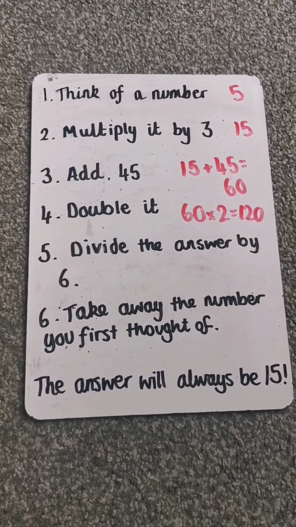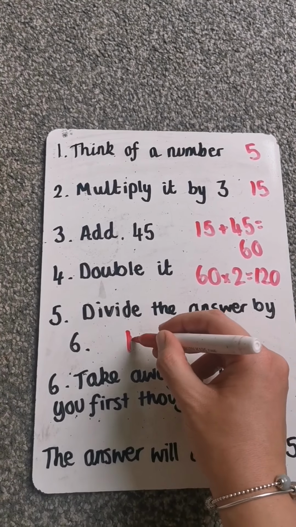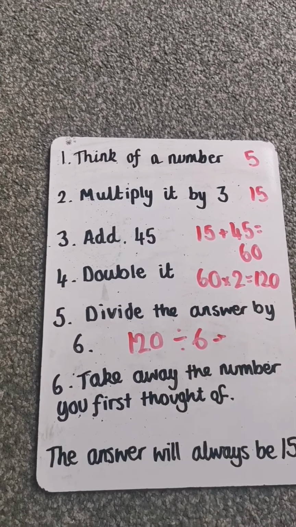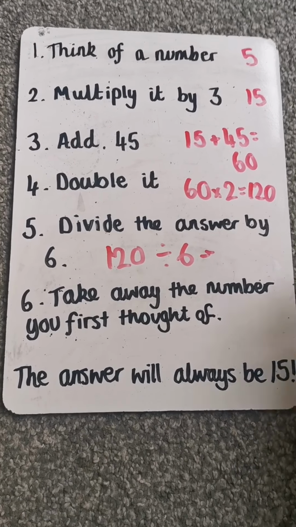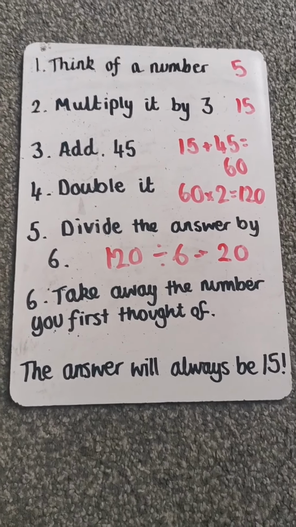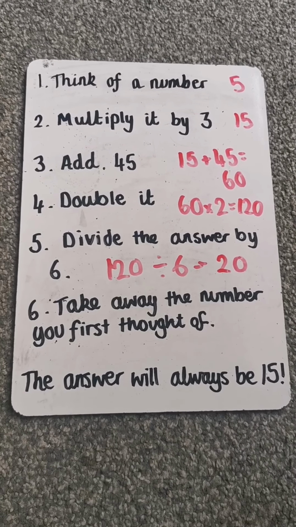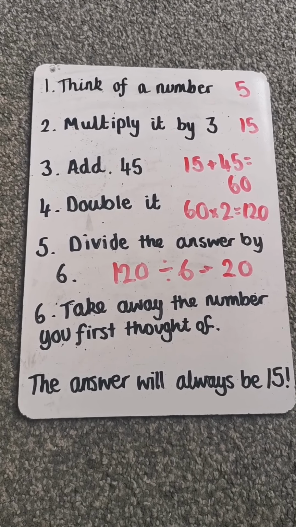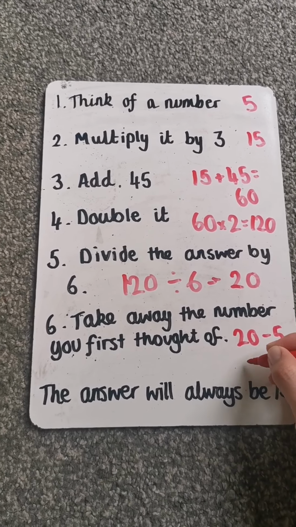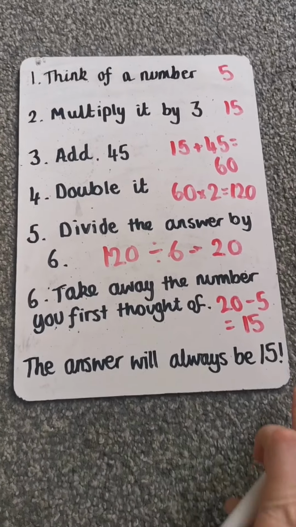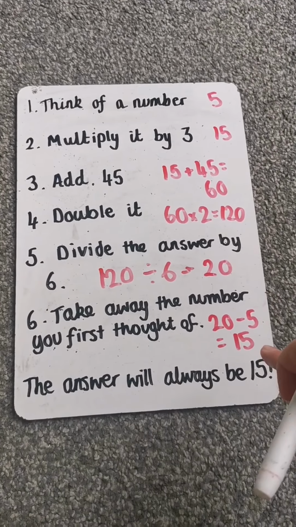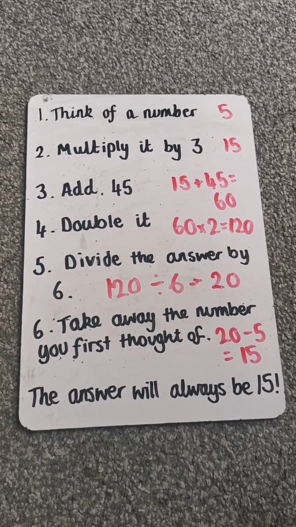Now I need to divide my answer by 6. So 120 divided by 6, and the answer is 20. Obviously, if you need to work these out using any sort of method, please feel free to do that. Now I need to take away the number that I first thought of. So that was 5. So 20, take away 5, and that equals 15. The answer will always be 15 if your calculations have been worked out correctly.